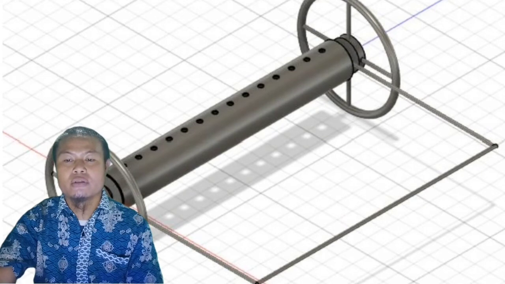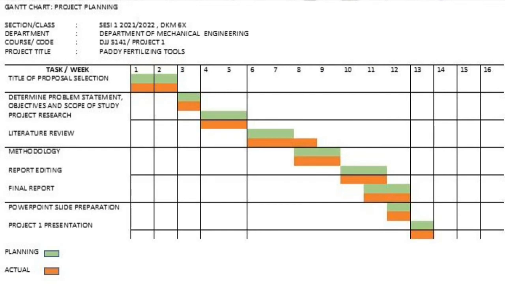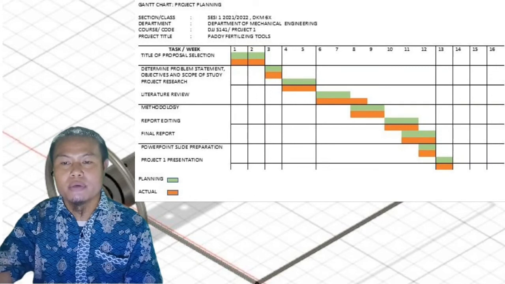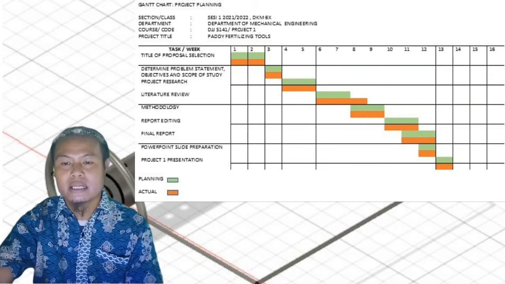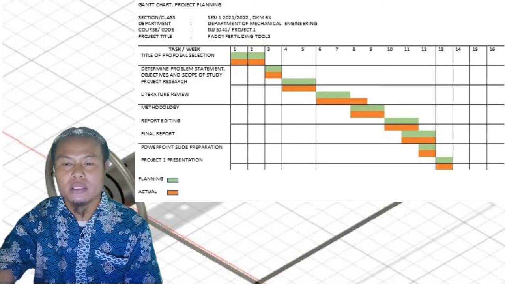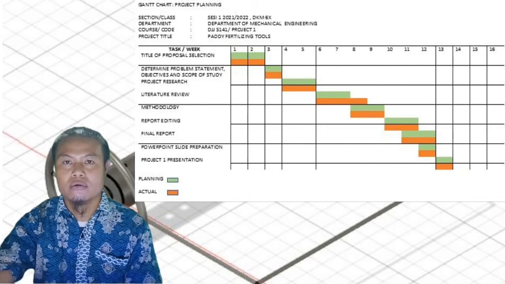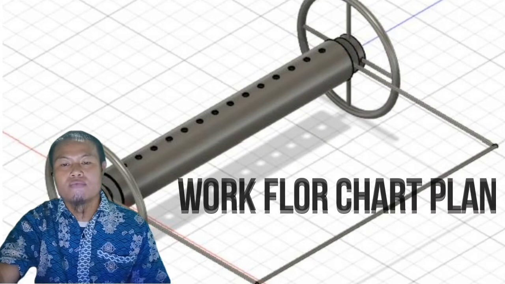Now, we're going to look at the Gantt chart. In the Gantt chart, we have two sections: the section and also the task week. We have the colors gray and orange. The gray is planning and the orange is actual. There are week numbers 1, 2, 3. We are planning to process this project, and then the next slide, the work flow chart.